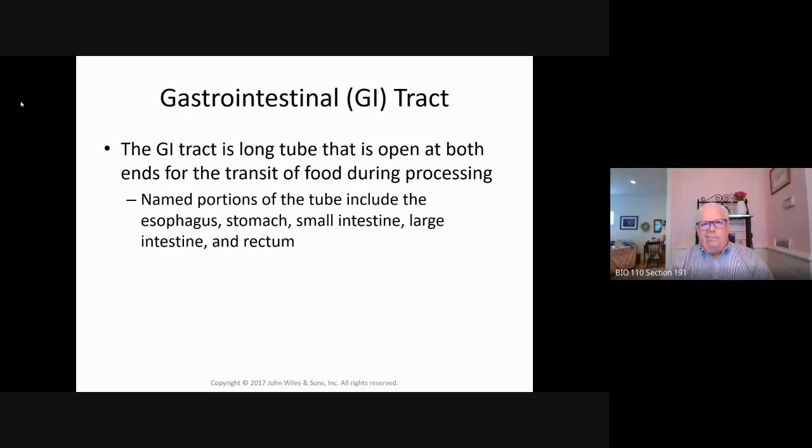Basically, the GI tract is a long tube that's open at both ends for the transit of food during processing. This tube starts in the mouth, goes into the esophagus, into the stomach, into the small intestine, into the large intestine, and into the rectum, and then out into the toilet, I hope.